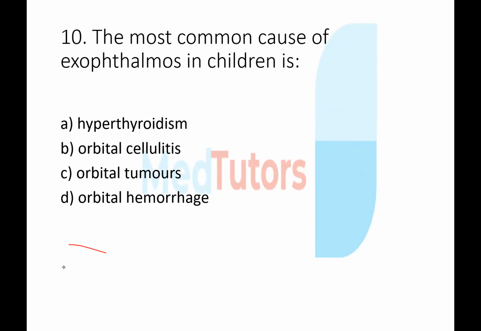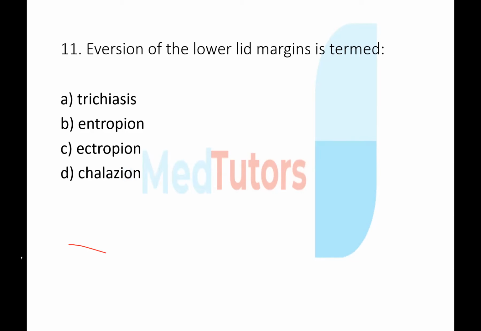Number 10. The most common cause of exophthalmos in children is A, hyperthyroidism, that is false. Orbital cellulitis, that is true. Orbital tumors are common, but infections are commoner as a cause of exophthalmos in children as compared to tumors. Orbital hemorrhage, okay? So orbital cellulitis is commoner as a cause of exophthalmos in children.